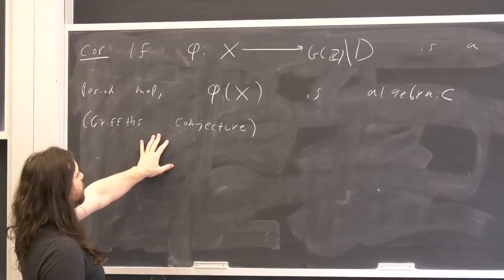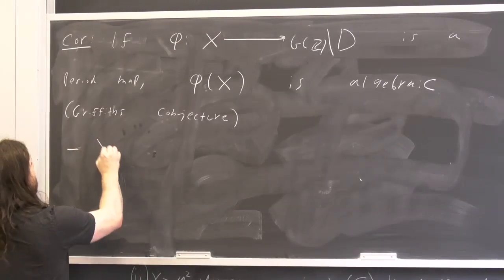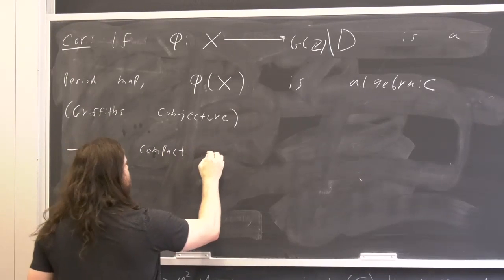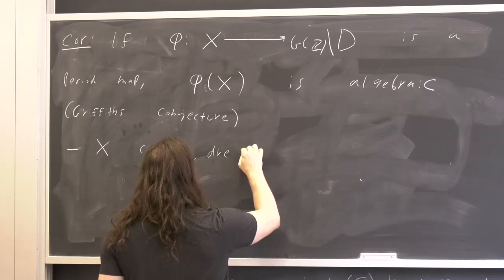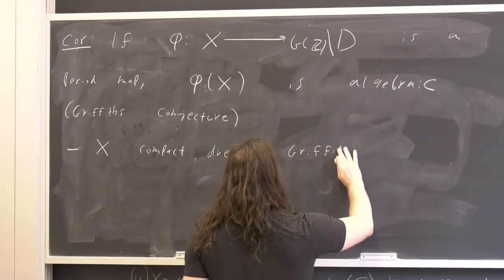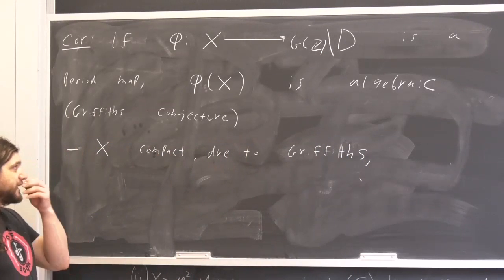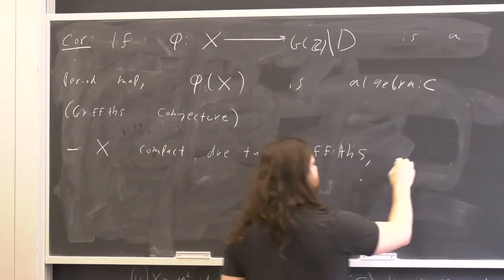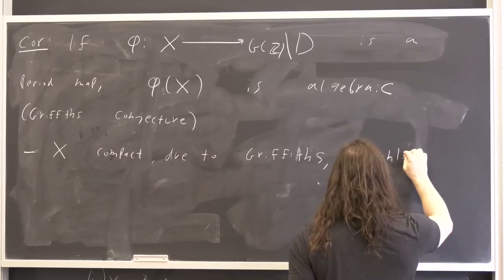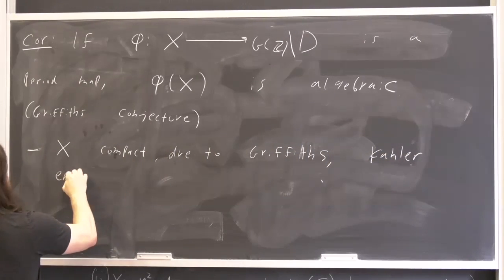So yeah, just to give a brief history of this. In the case where X is compact, this is due to Griffiths, which led him to make the conjecture. And his main observation was that this follows from the Kähler embedding theorem.